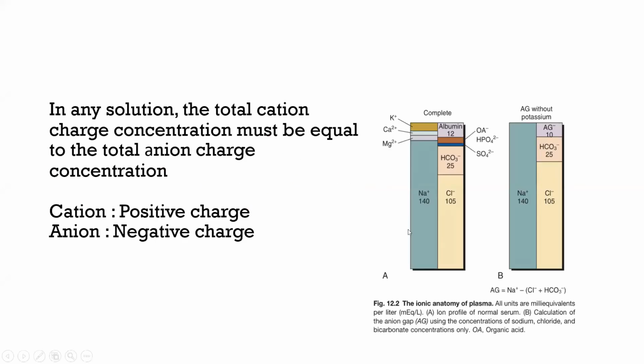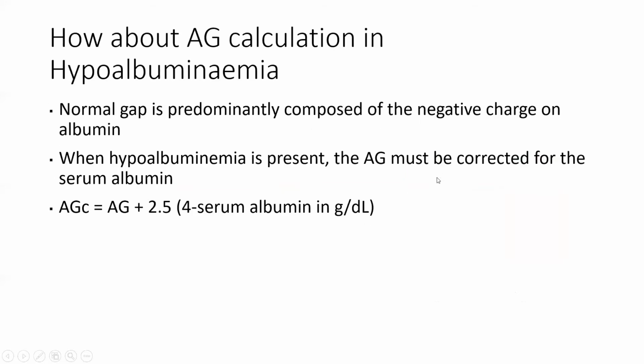If you see this, in the normal ionic anatomy of plasma, the cation charges, which are your positive charges, must always be equivalent to the anion charges in your body. Your sodium, potassium, calcium, magnesium must be in equilibrium with your chloride, your bicarb, as well as all the other anion charges here. So when we calculate, you get the anion gap. How about patients with hypoalbuminemia? In hypoalbuminemia, we have to use a corrected anion gap formula, which is your anion gap plus 2.5 times the 4 minus your serum albumin.